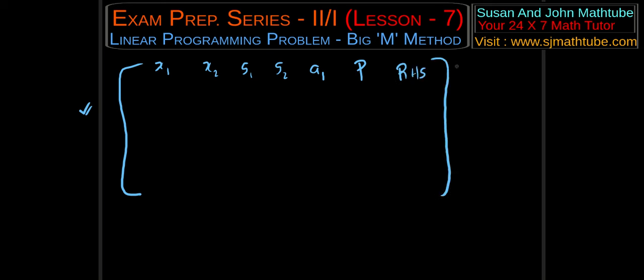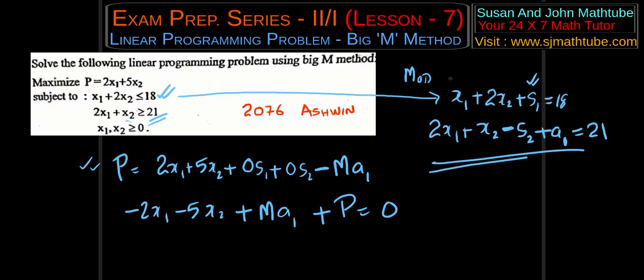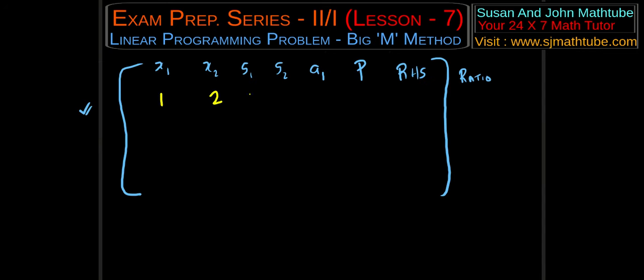That's a matrix, and outside you can write ratio. Okay, so let's start. So the coefficients are 1, 2, 1. 1, 2, 1. This is 0, there is no artificial, 0, and the right side is 18. So it's going to be 2, 1, no S1, surplus, that means there should be an artificial.